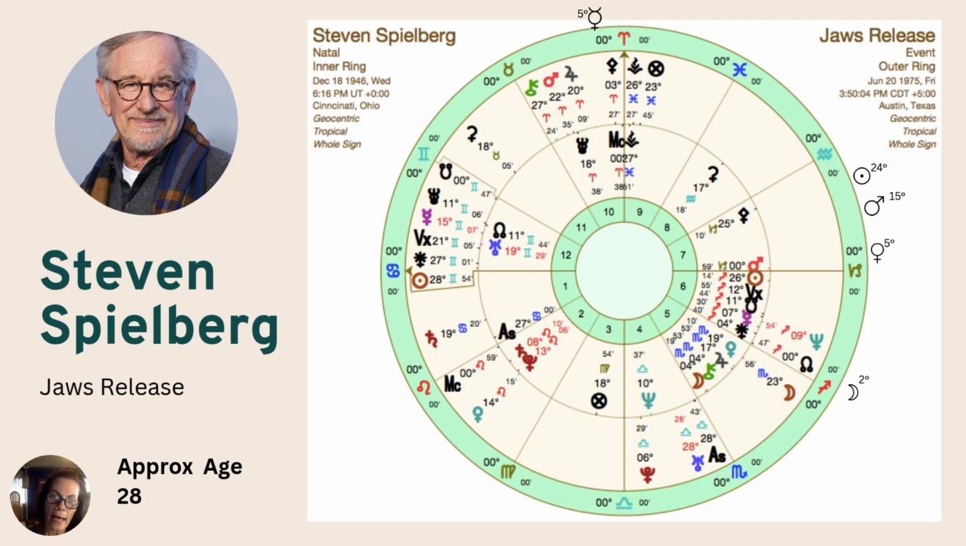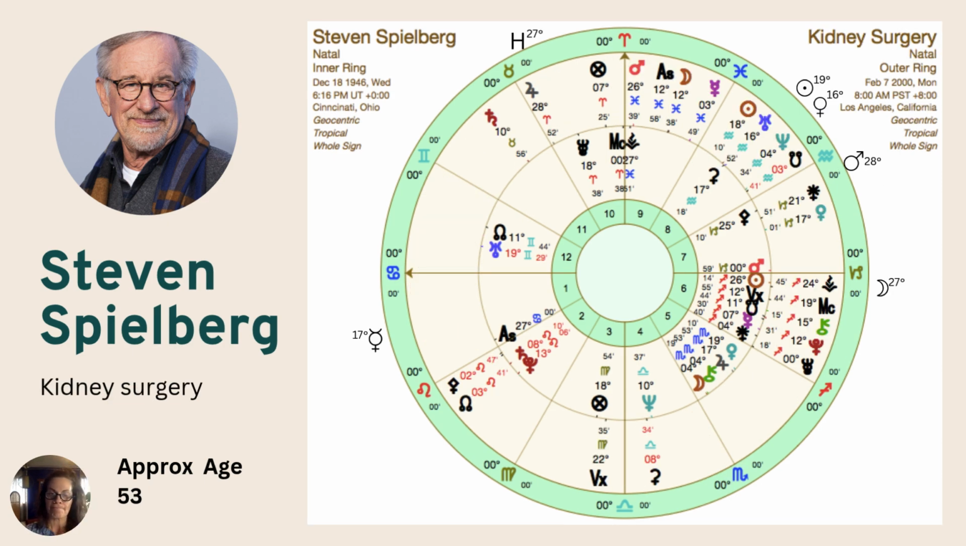We would have, actually, that OP Mars is semi-square his moon in the 6th house as well. So let's move on to the second chart.